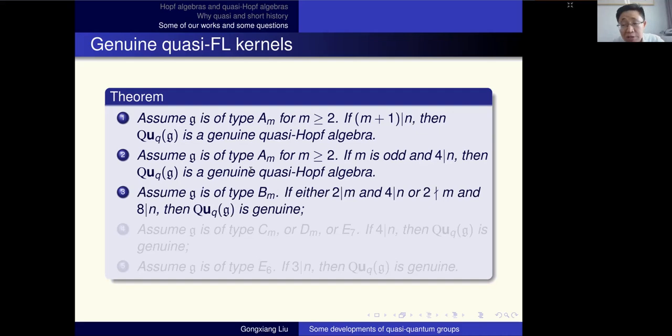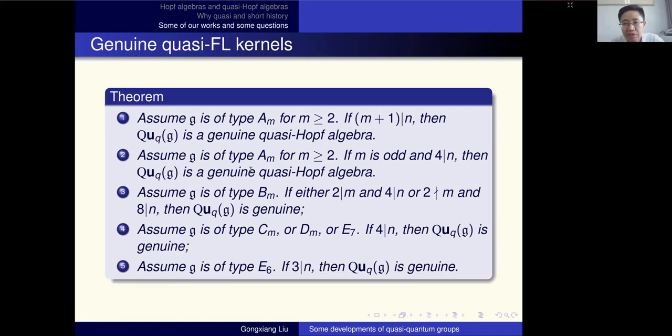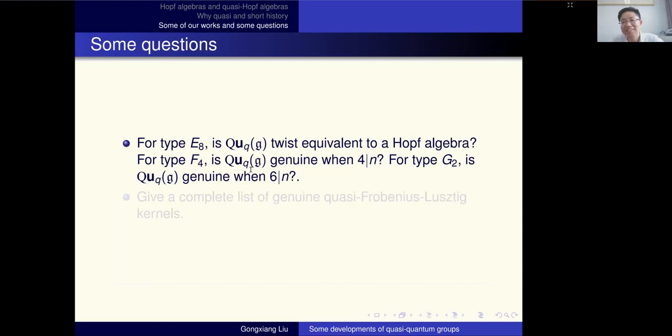For type B, we also find some sufficient conditions to make it genuine, and also for C, D and E7. For E6, we also have a sufficient condition. But maybe you can ask me why there's no E8, F4 and G2. For these cases, I actually don't know, but I can give you a conjecture. At least I don't know how to prove it. For type E, because it's very complicated, for E8 I think this construction cannot provide a genuine case, so it is always twist equivalent to a Hopf algebra. For type F4, I guess a sufficient condition, and for type G2, this also gives a sufficient condition.